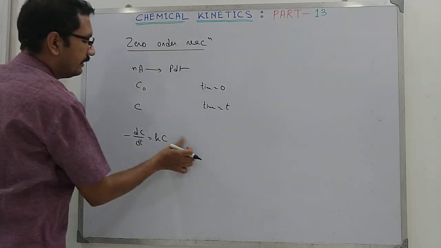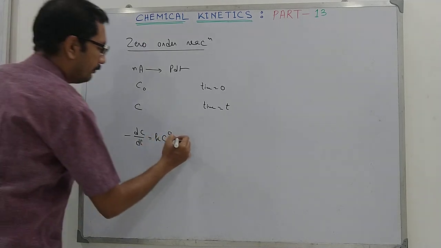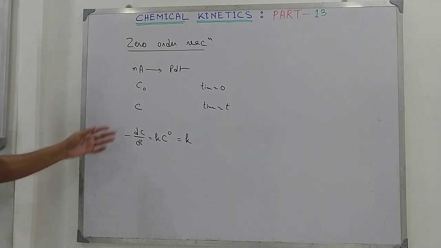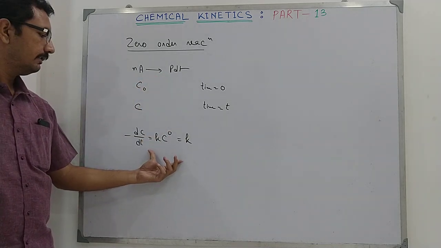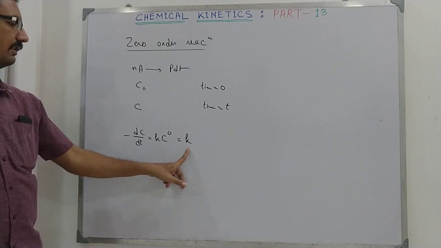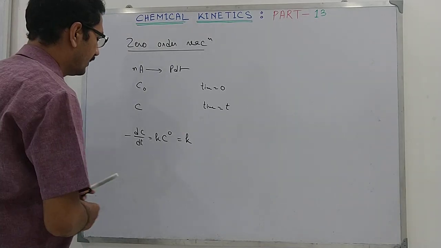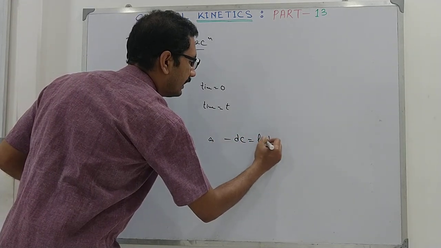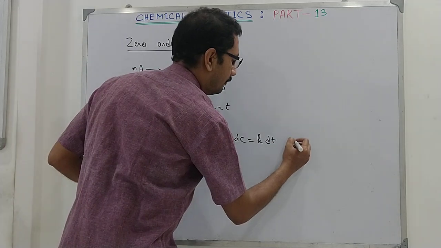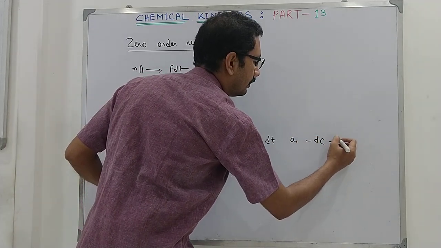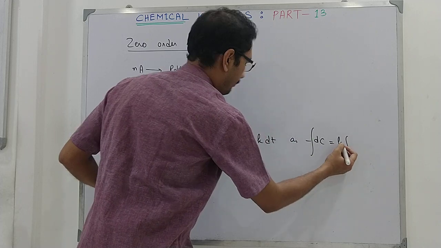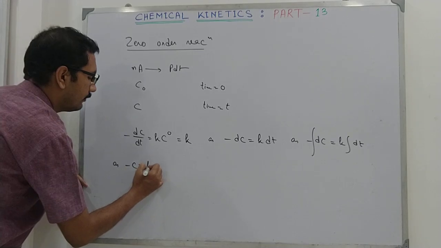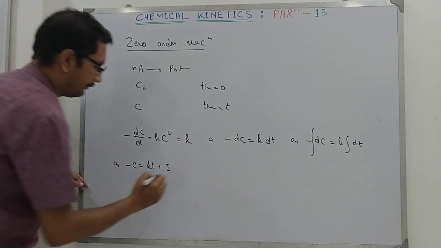Now if it is a zero order reaction, then it will be C to the power 0. This is 1, so we have k. So here we see that the rate of a zero order reaction is constant. Rate is a constant. Now we will integrate it. So rearranging, we have this one. Now upon integration, k will come out, it is a constant. So we have minus C equals kt plus I.